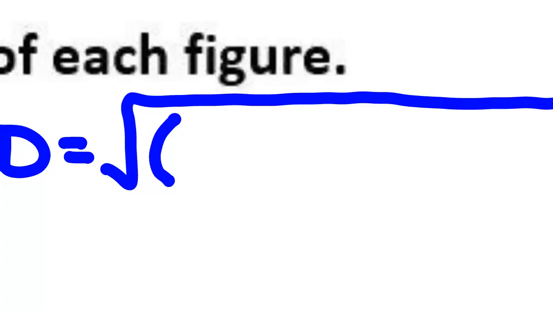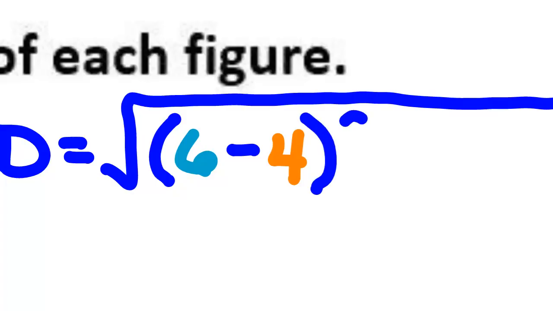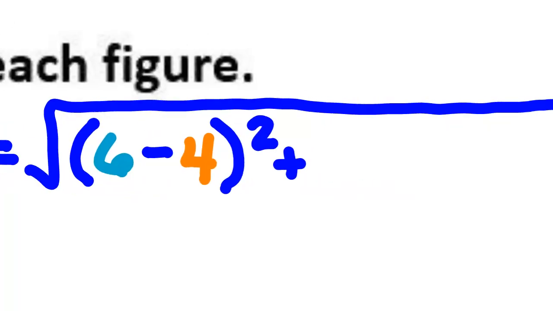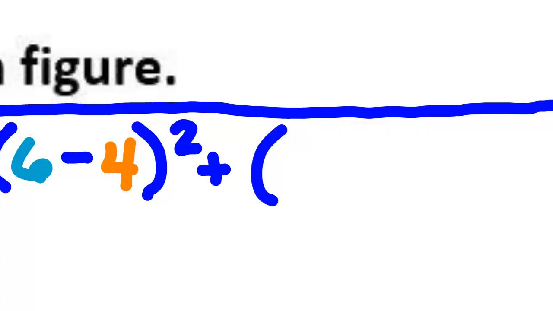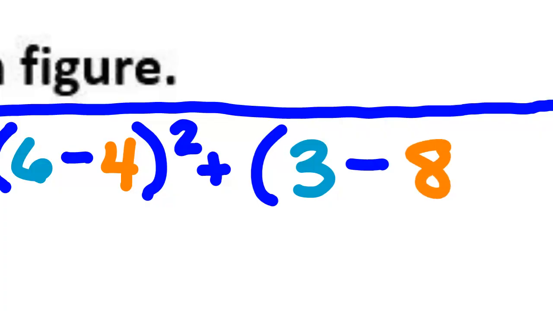Big long square root sign. x2 minus x1. So I have 6 minus 4. Close my parentheses and square it. Plus y2 minus y1. y2 is 3. Minus y1, which is 8. Close my parentheses and square it.